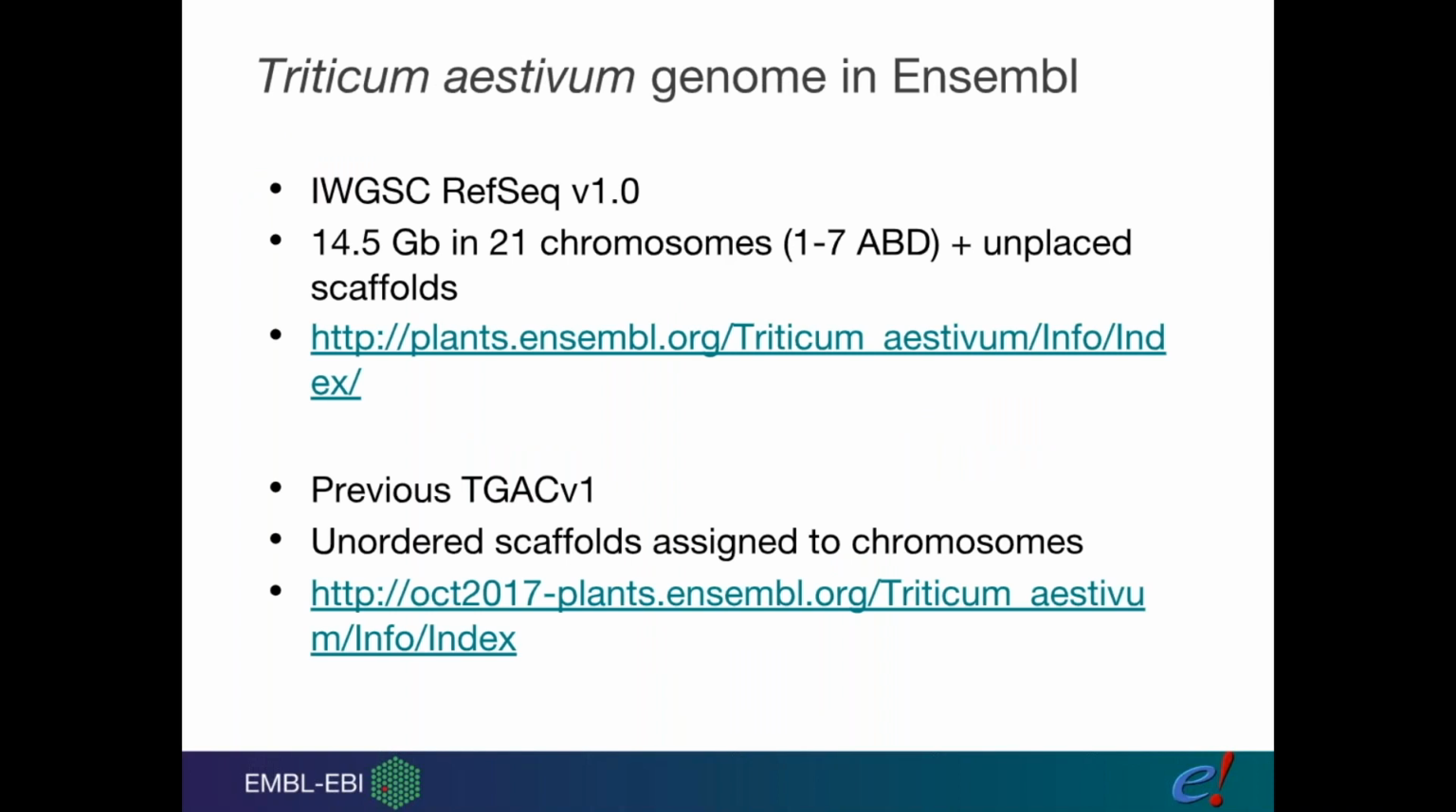This is 14.5 gigabases. It's made up of 21 chromosomes, which is 1 to 7 ABD. So it's chromosome 1 to 7, and then within each of the 3 genomes. And it does also include some unplaced scaffolds.